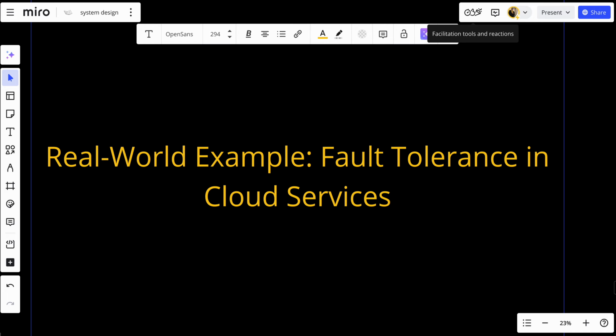Okay, let's look at a real-world example of fault tolerance in cloud services. Cloud providers like AWS and Google Cloud offer built-in redundancy, replication, and failover across multiple regions. This ensures that if a data center or entire region goes down, the system continues to operate seamlessly from other regions.